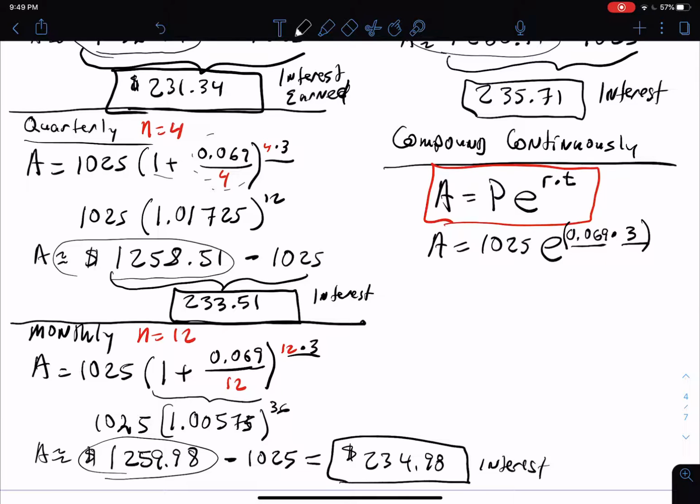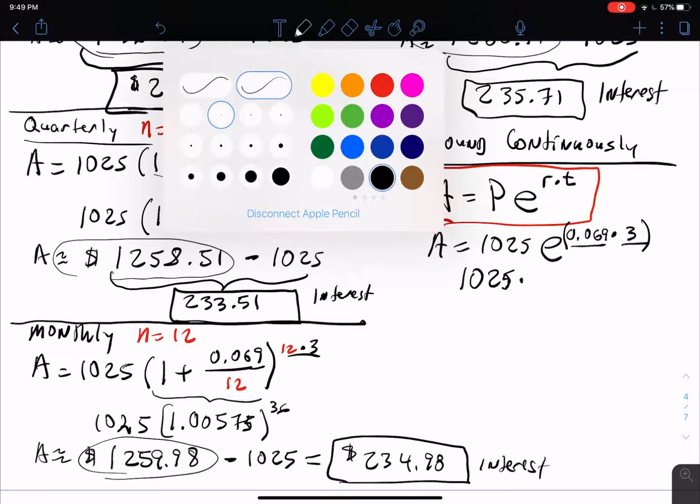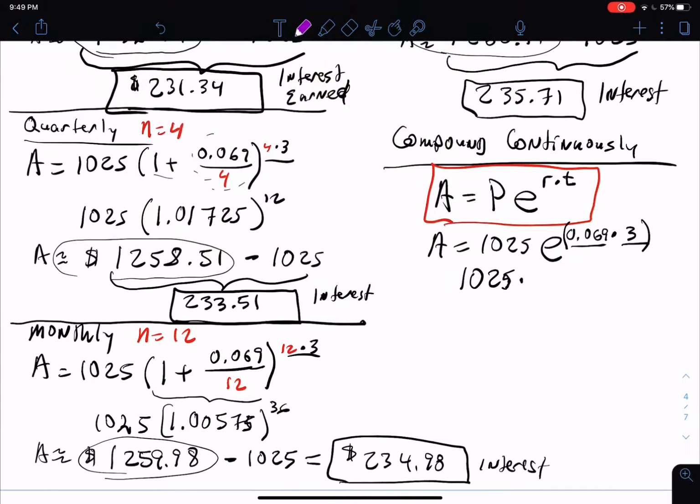And just so you could kind of follow along because you might be new to using that button, what should happen here is this stuff, let me use some color here, purple. This stuff right here, when you put it in the calculator, should be approximately 1.2299825.